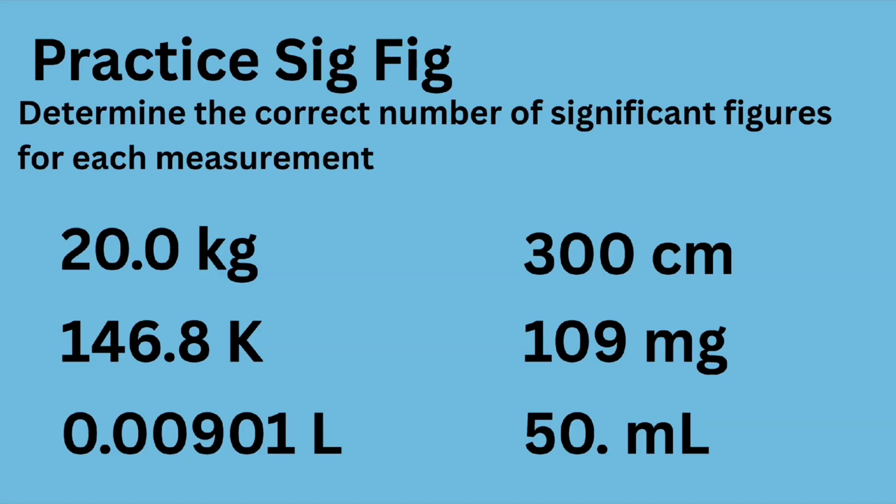Like I said, significant figures are going to be around for the entirety of the course. The best way to learn them and become good at them is to continuously practice them. So let's look at these examples. You're dealing with measurements. Let's determine how many significant figures are in each of these measurements. So for 20.0 kilograms, you have 3.